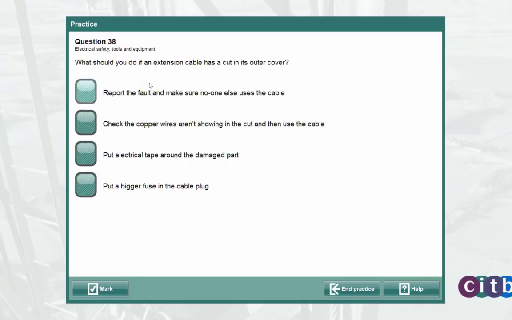What should you do if an extension cable has a cut in its outer cover? Report the fault and make sure no one else uses the cable. Check the copper wires aren't showing in the cut and then use the cable. Put electrical tape around the damaged part. Put a bigger fuse in the cable plug.